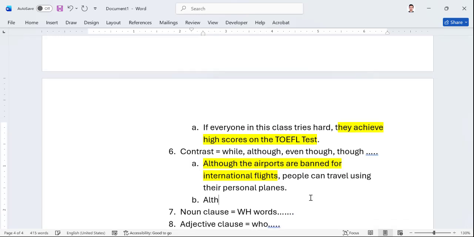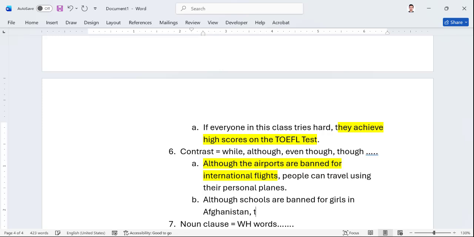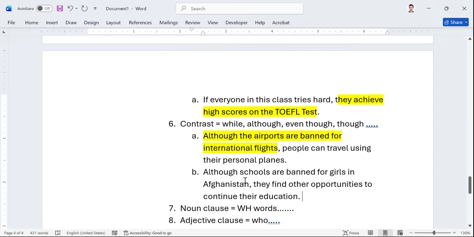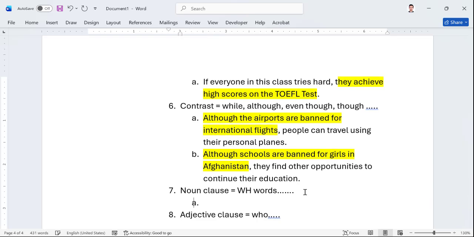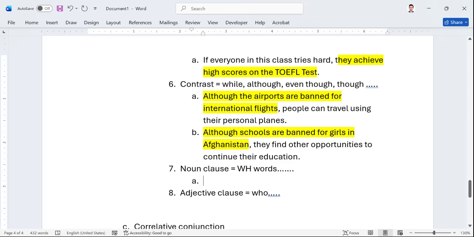Or if I say although schools are banned for girls in Afghanistan, they find other opportunities to continue their education. So what do we have here? Contrast ideas, two contrasting ideas. Indirect contrast. If we have with noun clause, I might write here.